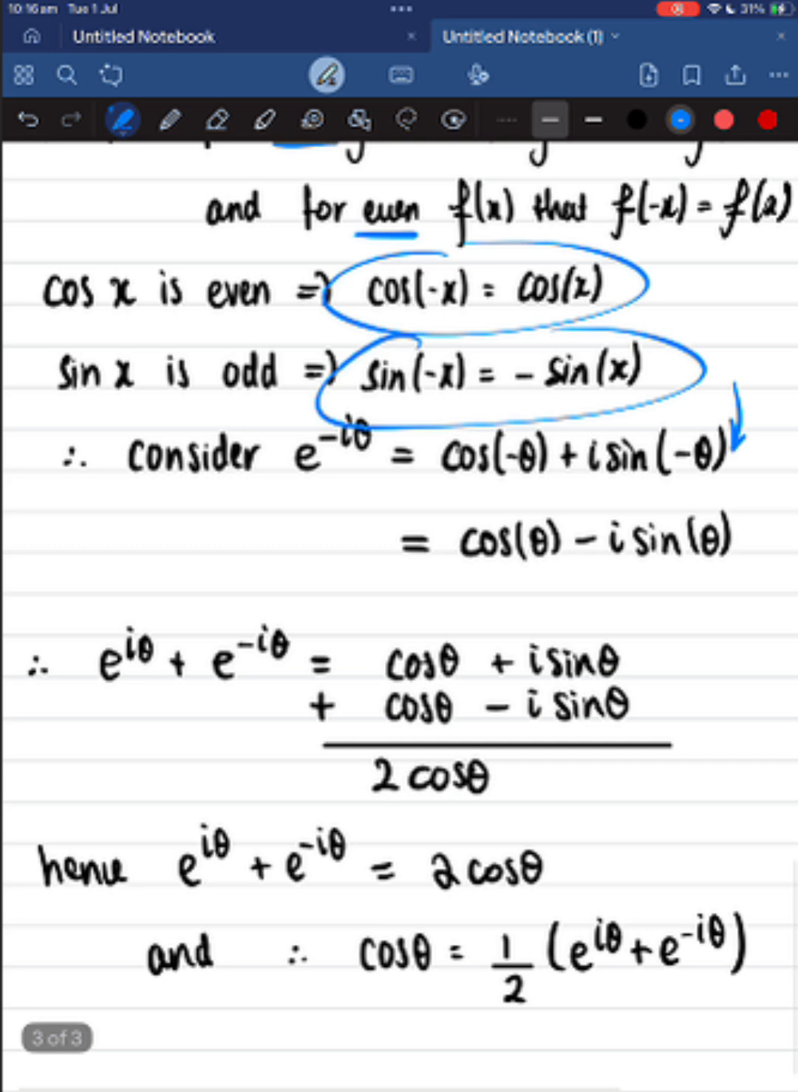So then if we add e to the i theta and e to the minus i theta, we're going to get two lots of cosine theta. So then if we rearrange that, we get that cosine theta is 1/2 of e to the i theta plus e to the minus i theta.